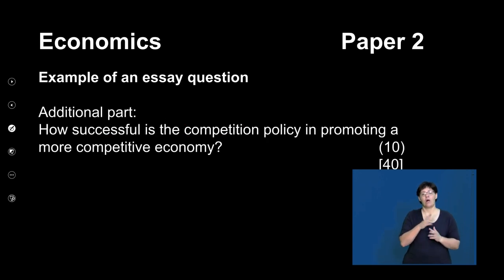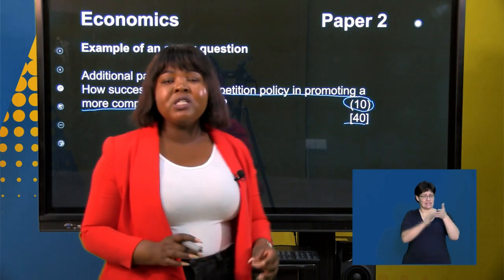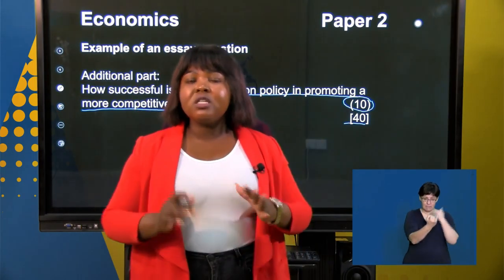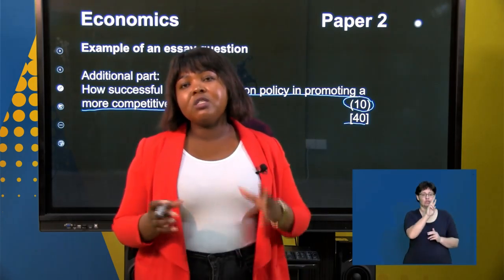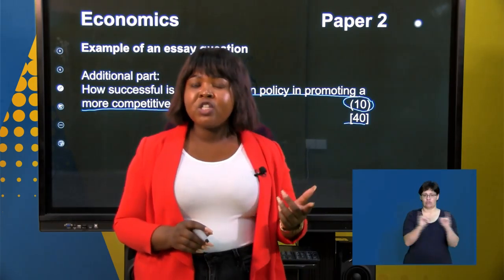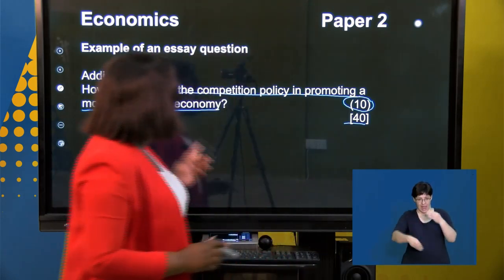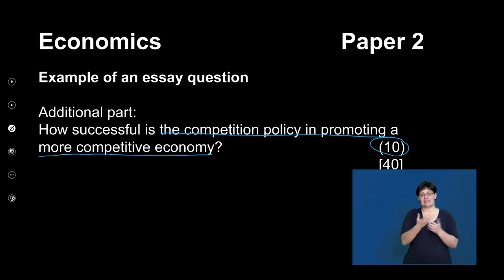Your typical additional part would be: how successful is the competition policy in promoting a more competitive economy. Remember, this carries 10 marks, to give you a total for the essay of 40 marks. When you are given this essay, I'll repeat once again, boys and girls, tackle the questions independently. Do your main body, your main question, which carries the 26 marks, plus your introduction and your conclusion, and also tackle the additional part as a separate question, but within one question.